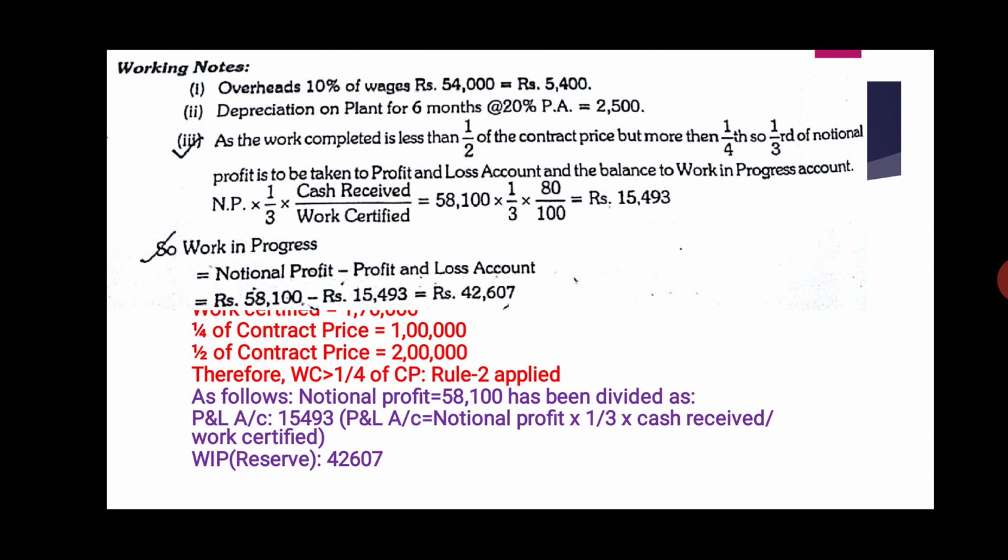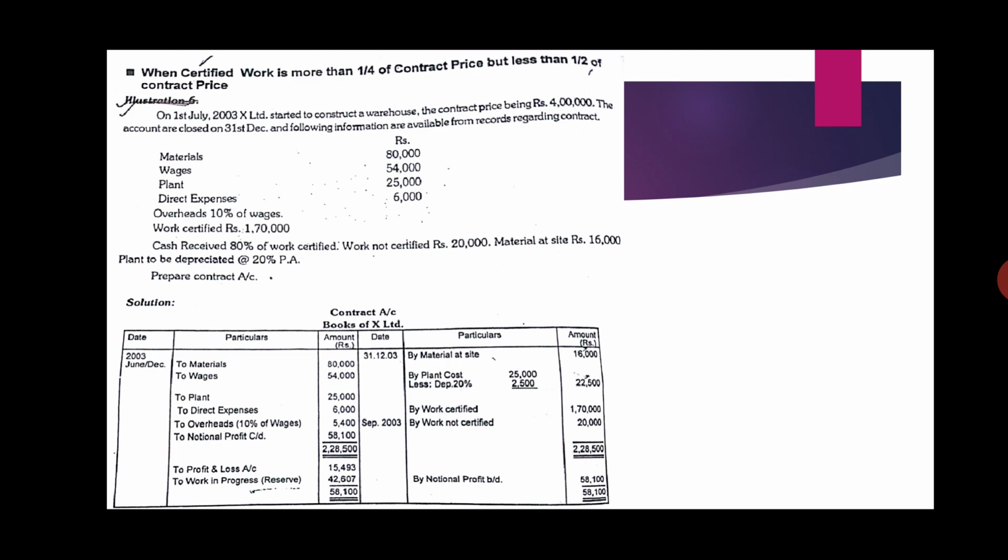Now what is the remaining balance? Remaining balance means notional profit 58,100 minus this 15,493 will give you the amount to be written corresponding to WIP reserve, that is 42,607. So you can clearly see in the last, on the debit side of the contract account, P&L account is 15,493, which has been calculated with rule number 2 formula, and the remaining balance is transferred to the WIP reserve.